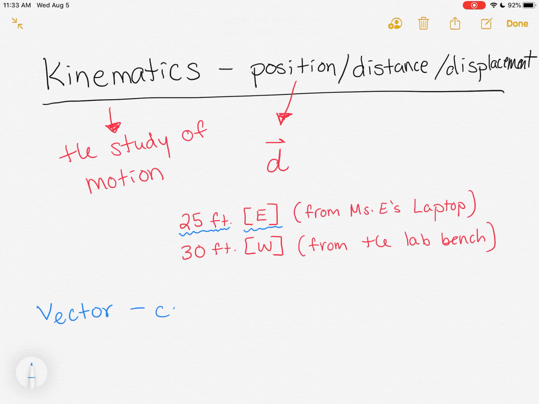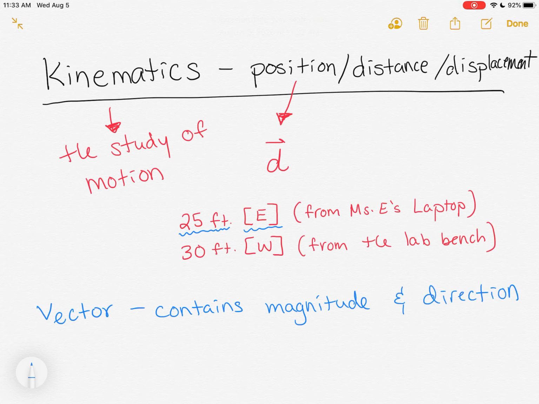So a vector contains something called magnitude and direction. Okay, so the direction is easy to see. The direction is east or west or southeast or 30 degrees southwest. Okay, magnitude is the actual amount in terms of distance. So we're looking at 25 feet would be our magnitude. East would be our direction in terms of the position.